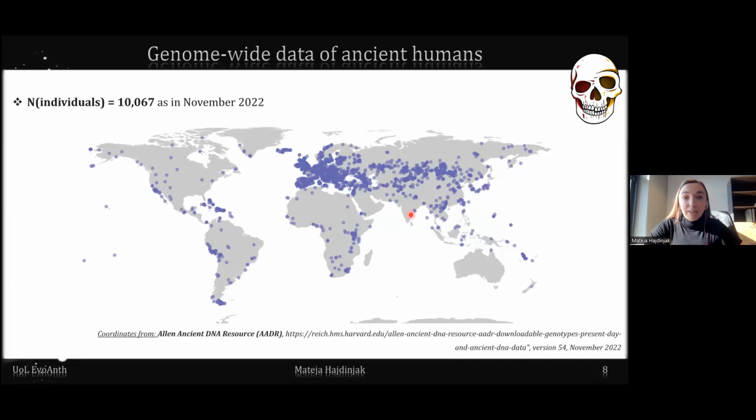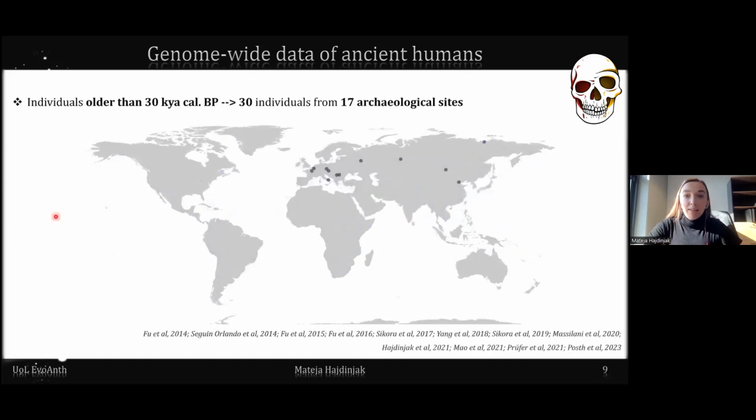So in recent years, there has been a big explosion in the number of individuals from whom genome-wide data has been retrieved. In November of last year, that number was well over 10,000, and this number is already outdated nowadays. However, if we move further back in time to only 30,000 years, and even including the wonderful data that has been published yesterday, we are down to only 30 individuals from 17 archaeological sites. And again, here are just the ancient humans and not the Neanderthal or Denisovan individuals that are plotted.